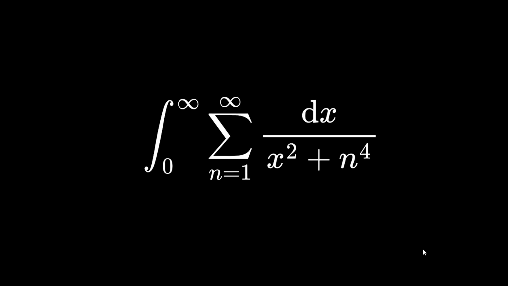So there you go. So question 4, this is probably going to be the easiest question that we're going to have to deal with. We have the integral between 0 and infinity times the sum from n equals 1 to infinity of 1 over x squared plus n to the 4.